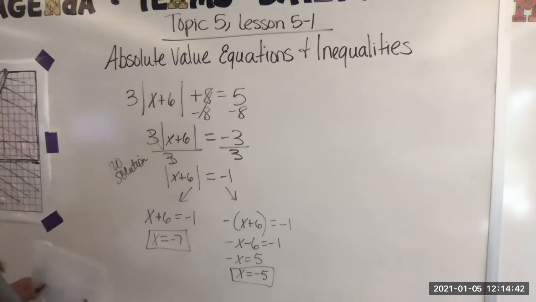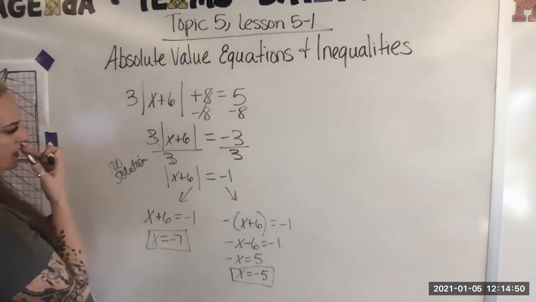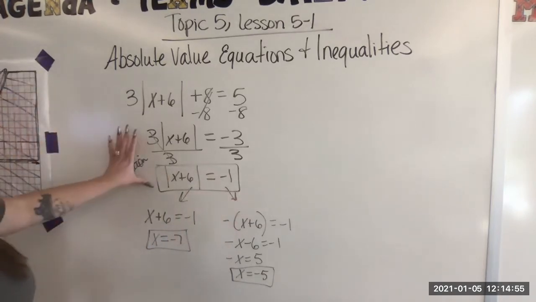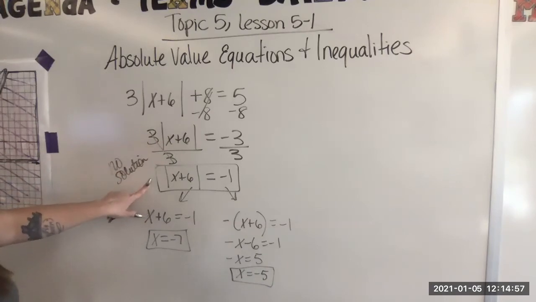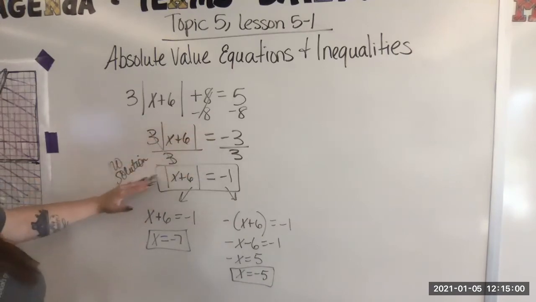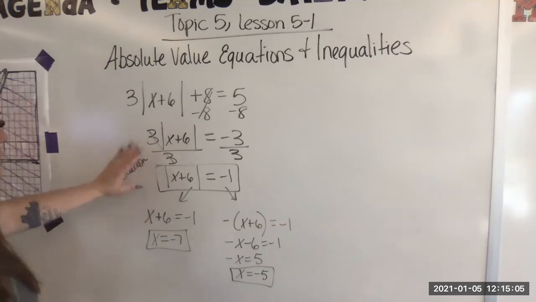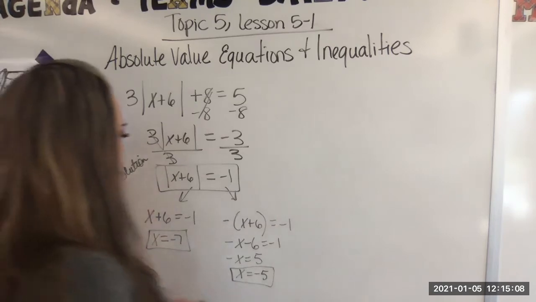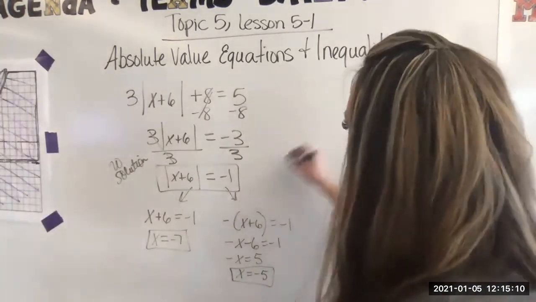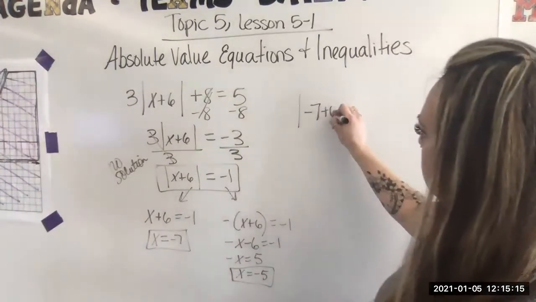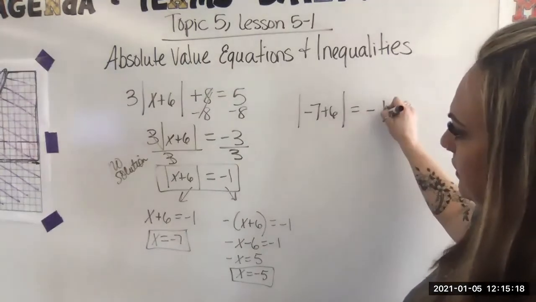So let's go back to, let's see, we could actually use this one. It's got less steps in it to check it, but you can use this one or this one. I'm just picking this one because we divided out the 3, and so this is an equivalent equation, okay? Just like equivalent fractions, this is an equivalent equation. So let's try it. We have the absolute value of -7, plugging this in, plus 6 equals -1.